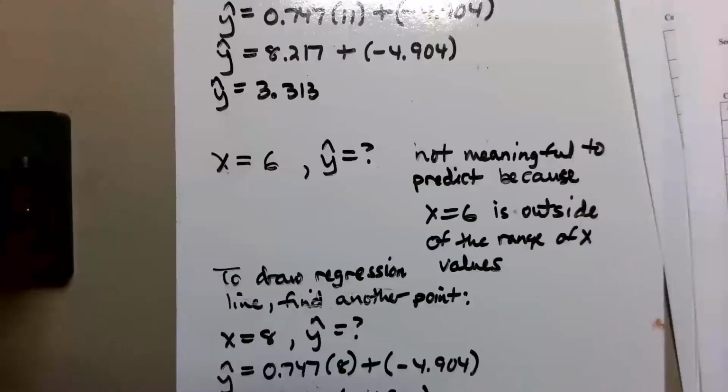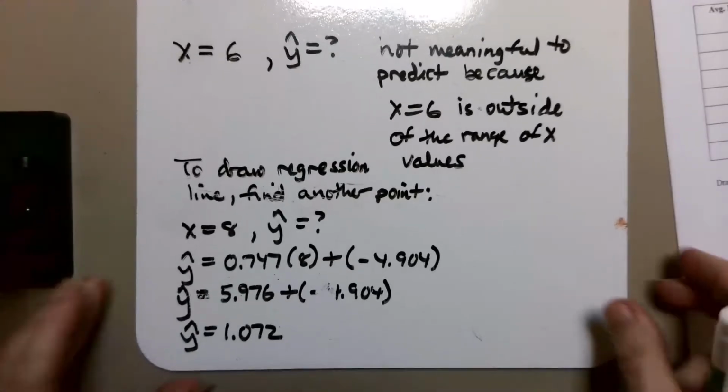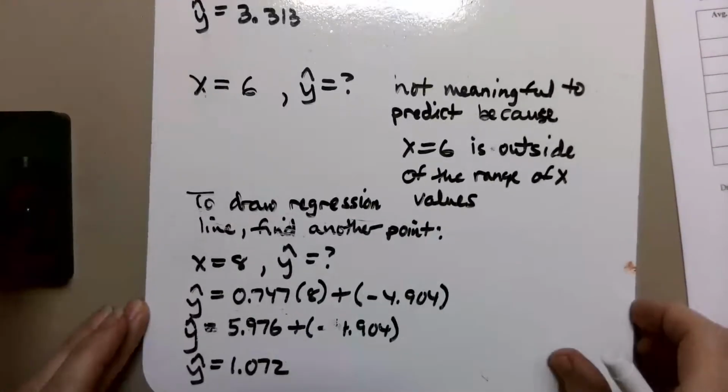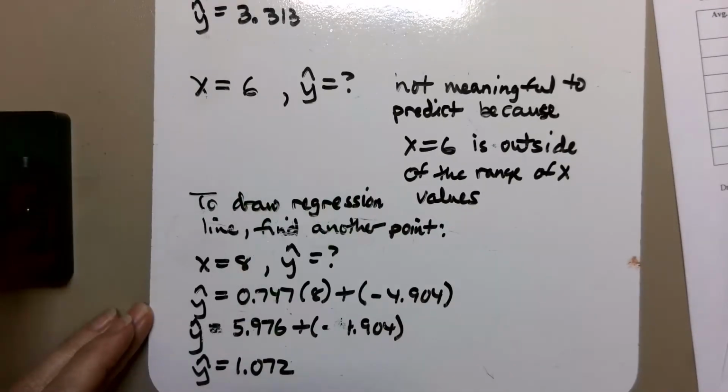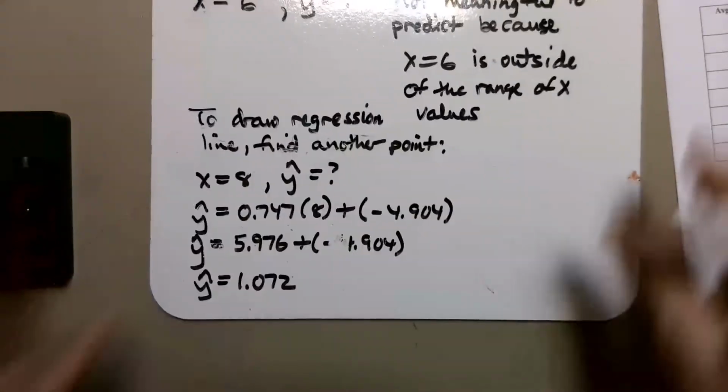Okay, so just to finish up on this example, I ran out of time because I can only shoot 15-minute videos. So I just need a couple more minutes here. So we found that if x is 6, we can predict a value for y. So now we're going to use that to draw the regression line.